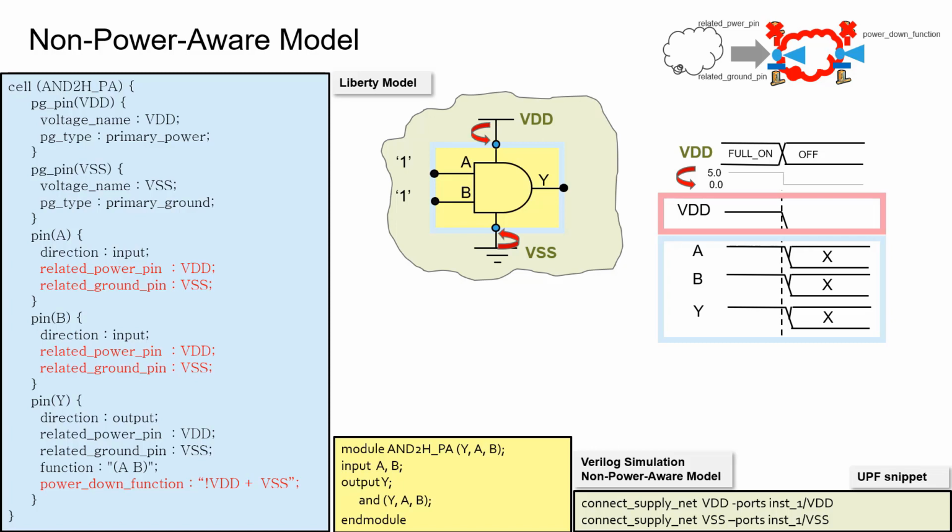That means that when you connect, through the UPF snippet that you see at the bottom of the slide, the supply net VDD to the VDD port of your instance, the tool will figure out that as soon as VDD is on, the related power pin is on and your pin is alive. As soon as VDD is off, your related power pin is off. That means that the fan-out cone of pin A should be corrupted.